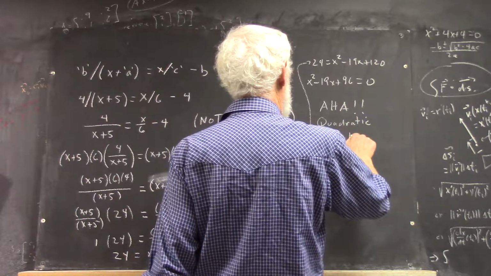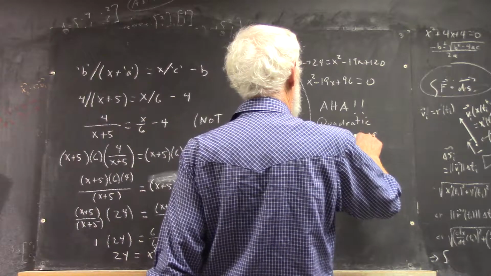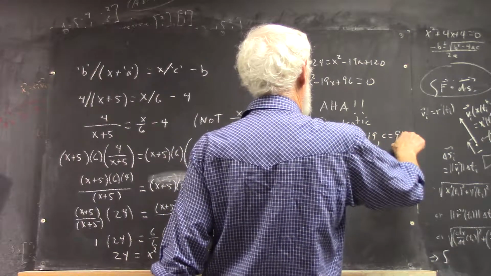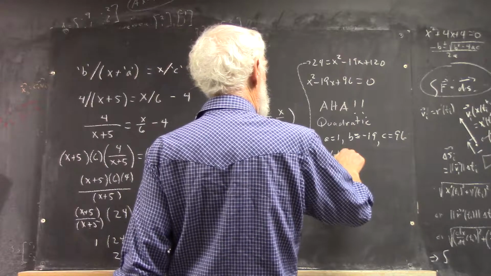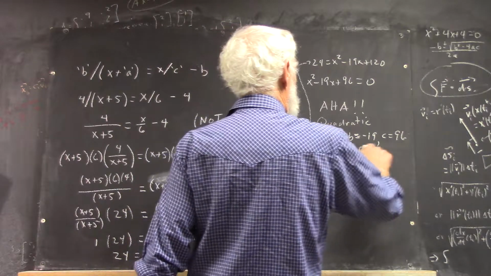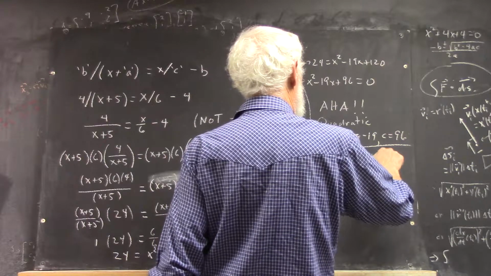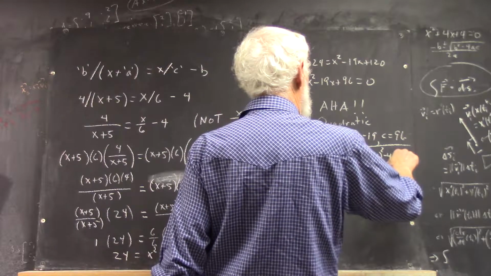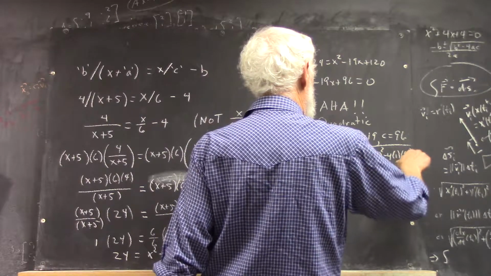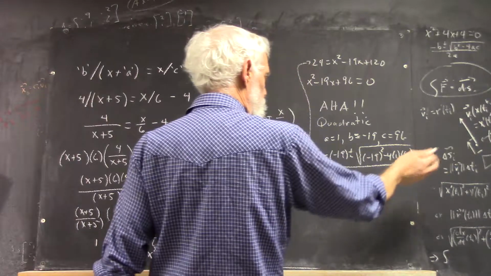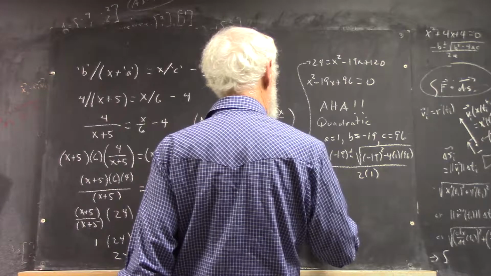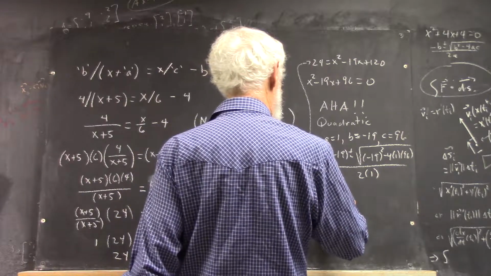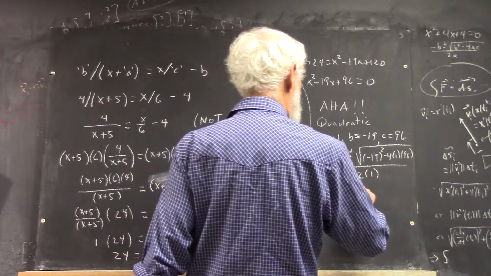A equals 1, B equals negative 19, C equals 96, so that x equals negative of negative 19, plus or minus the square root of negative 19 squared minus 4 times 1 times 96. Of course, you can see that's going to end up negative, so you're going to not have any solutions, not any real solutions.